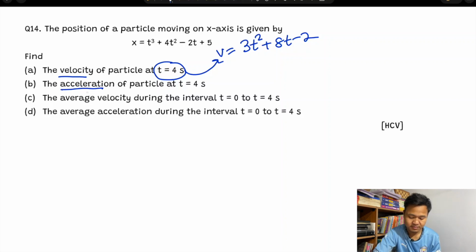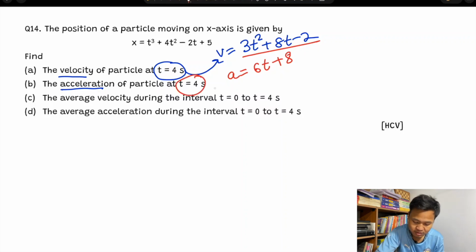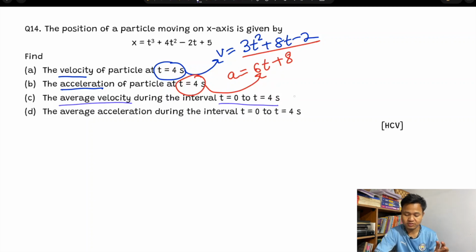About acceleration. Acceleration you have to differentiate this. Differentiate the velocity, and you'll get 6t plus 8. At t equals 4 you put t equals 4 here. So that is acceleration. And then next is what? Next you have average velocity from t equals 0 to 4.